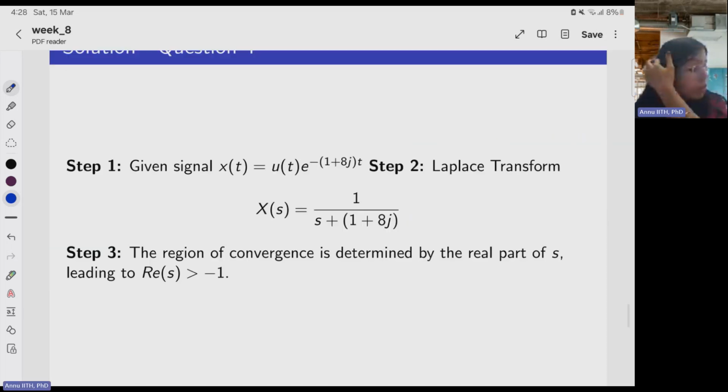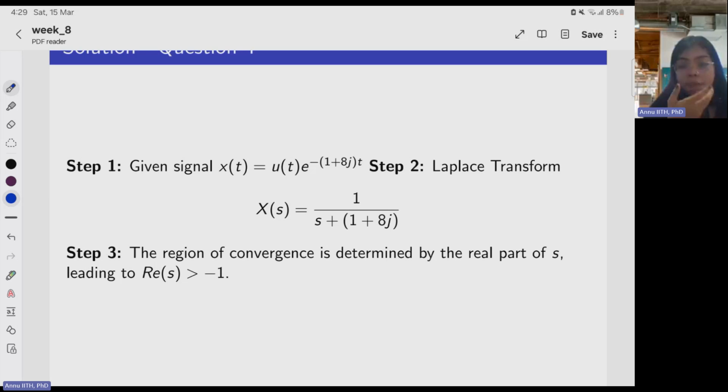Okay, this was question number 4. Given the signal x(t), you have to find the region of convergence. So x(t) is equal to e to the power of minus (1 plus 8j)t times u(t). First of all, we have to find its Laplace transform. So X(s) is equal to 1 upon s plus 1 plus 8j. Why? Because it is e to the power of minus at, so a here is equal to 1 plus 8j.